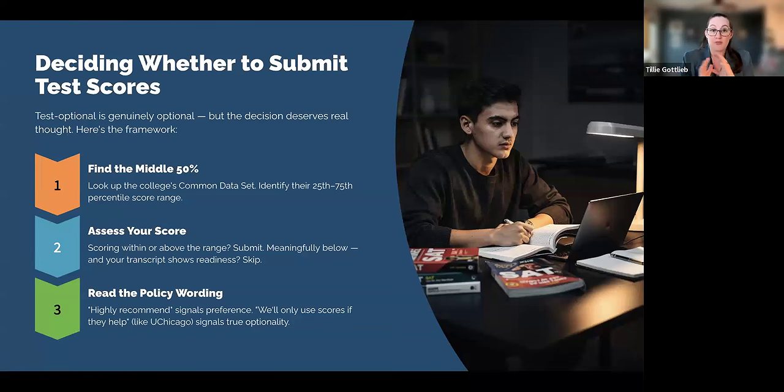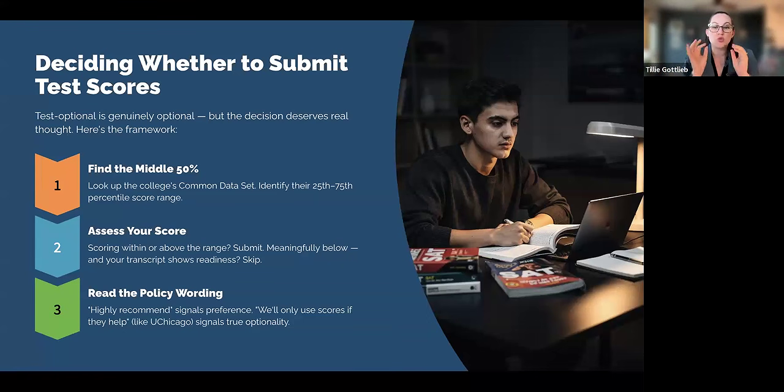You want to look that up, and if you fit in that middle 50%, submit it. If you are meaningfully below, but your transcript is showing, no, I've got A's in math classes, I've got A's in my English and history courses, you probably want to skip it. We're going to talk about the what ifs, but generally that's a pretty good framework.